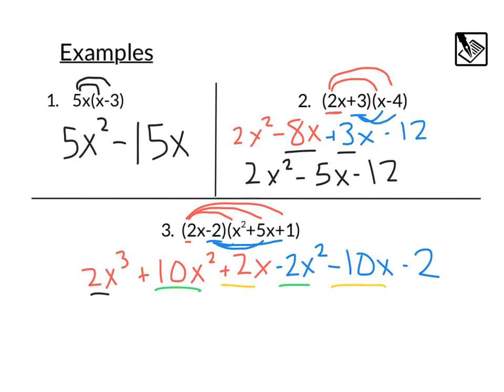We've got 2x to the third, no like terms for that. Then we've got that 10x squared minus 2x squared. That's going to give us plus 8x squared, because 10 minus 2 is 8. Then we've got the plus 2x minus 10x. 2 minus 10 is going to be minus 8x. And lastly, we've got that minus 2.